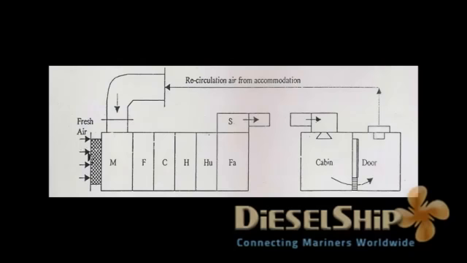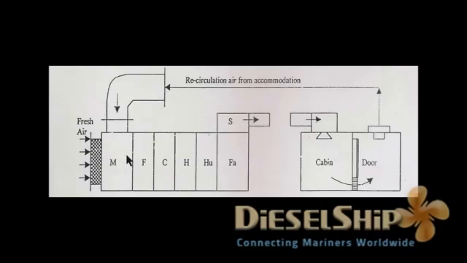The fresh air intake mixes with the recirculated air from inside the accommodation in the mixing chamber, and the amount of fresh air intake and recirculation can be adjusted with the damper or flap arrangement. Usually people keep the fresh air intake at, let's say, 20% and 80% recirculation, and I have indicated M to be the mixing chamber.